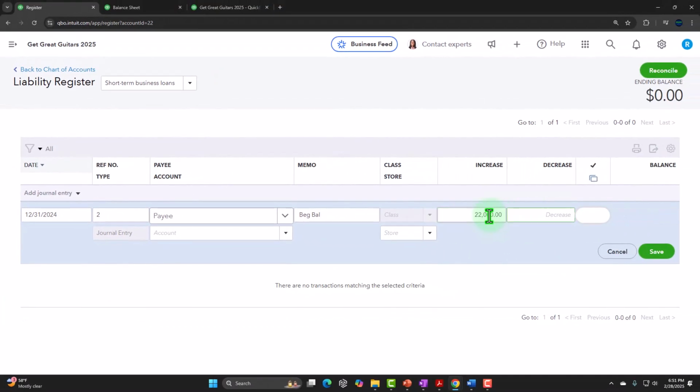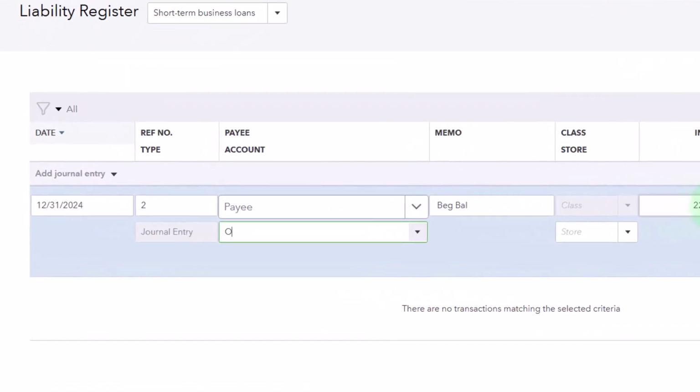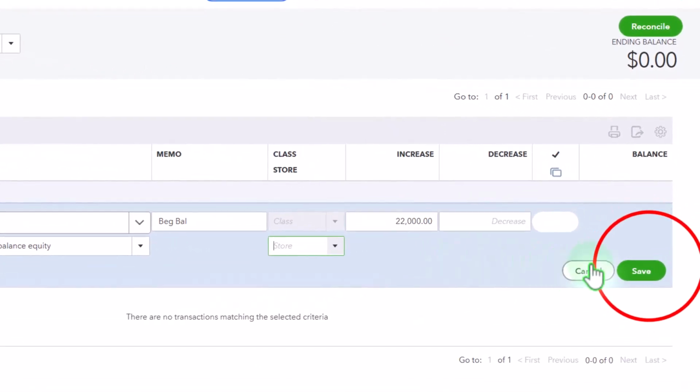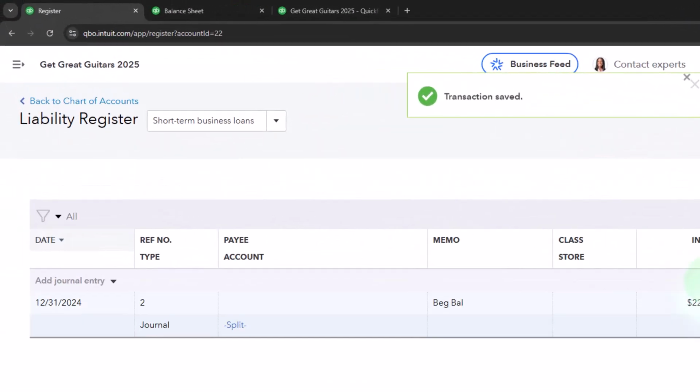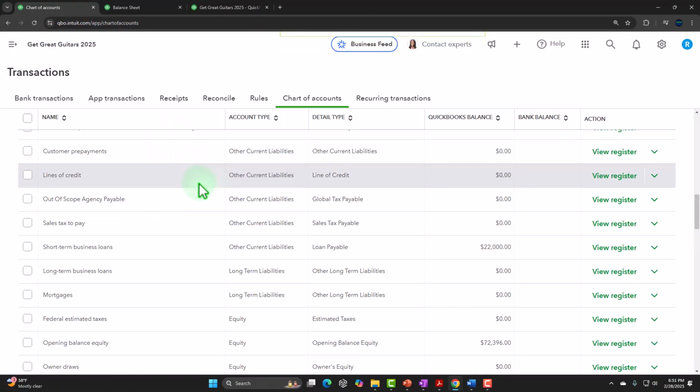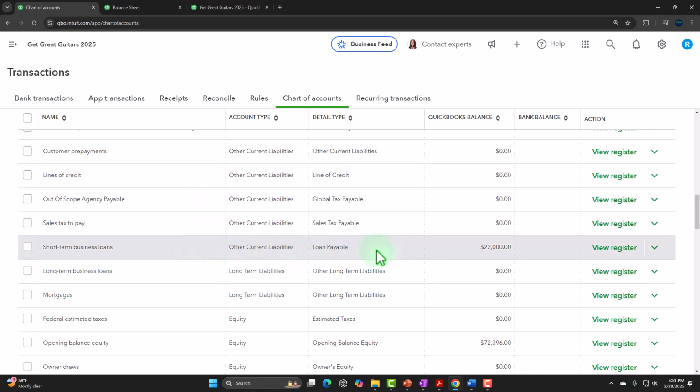And then the other side, I'm just going to dump into opening balance equity again. Just dump it in there, save it, and close it. Let's go back to the chart of accounts, see if it shows up in this area. There it is, 22,000.